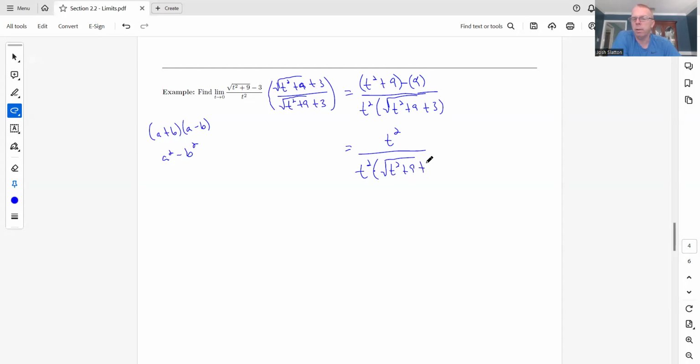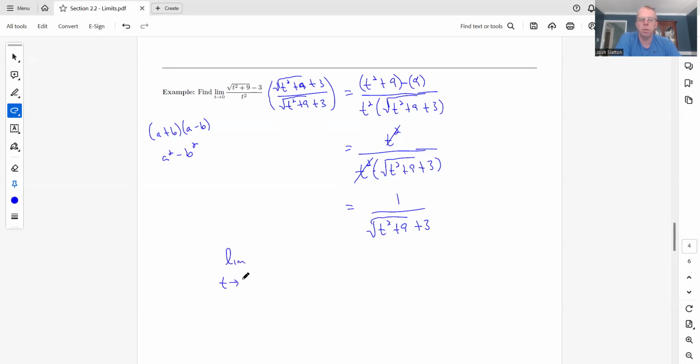And what do we see? We see that the t squareds will cancel out. And that gets rid of the problem, which was the t squared on the bottom. So now we got rid of that. And so we have 1 over square root of t squared plus 9 plus 3. And now we can plug it in. So these functions are equivalent. They just have a different domain set. But now we can plug that in.